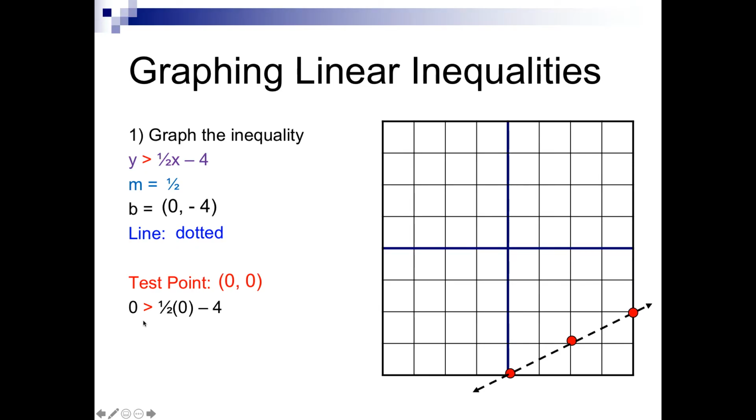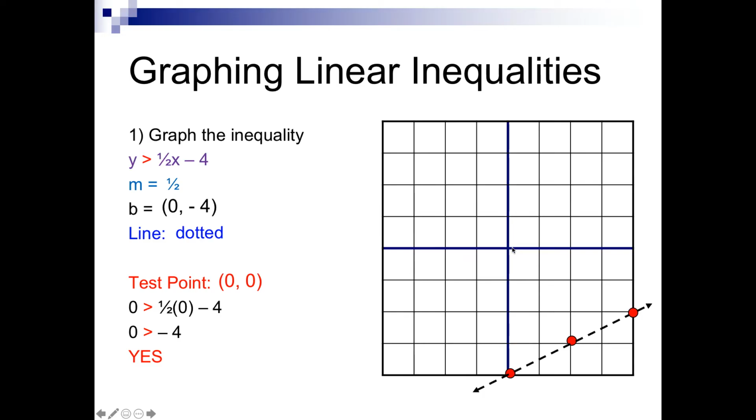So, can't simplify the left, but we can on the right. 0 times 1/2 would be 0. So 0 - 4 is -4. So the question: is 0 greater than -4? Yes, it is. So therefore, since this is a true statement, that says that (0, 0) is a solution to this inequality.